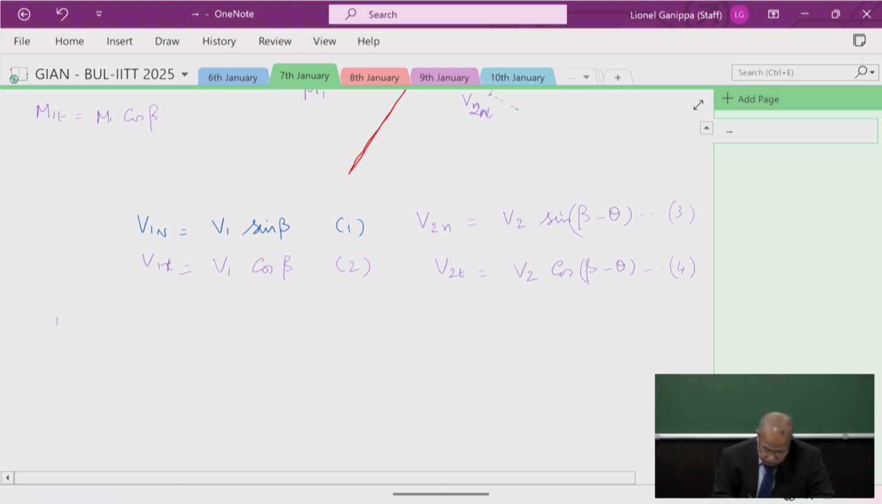So if I now write here 1 divided by 2, I will get V1n by V1t is equal to sine beta by cos beta, which is equal to tan beta. Let me call this equation 5. Similarly, if I divide 3 by 4, I can write V2n by V2t is equal to tan (beta minus theta).